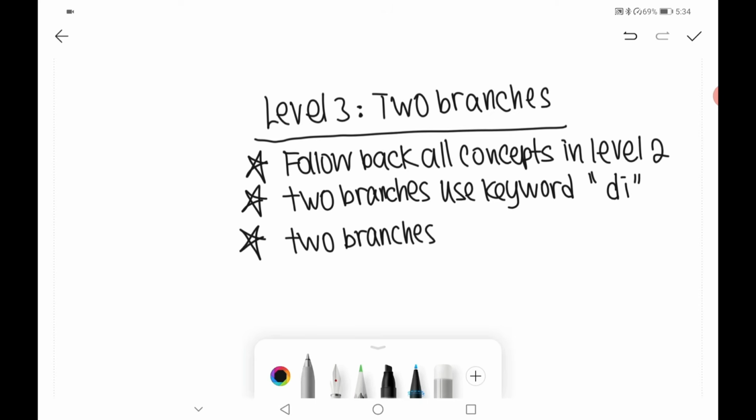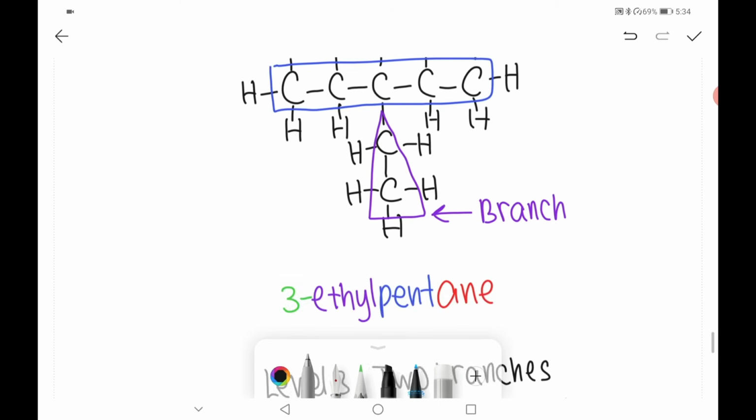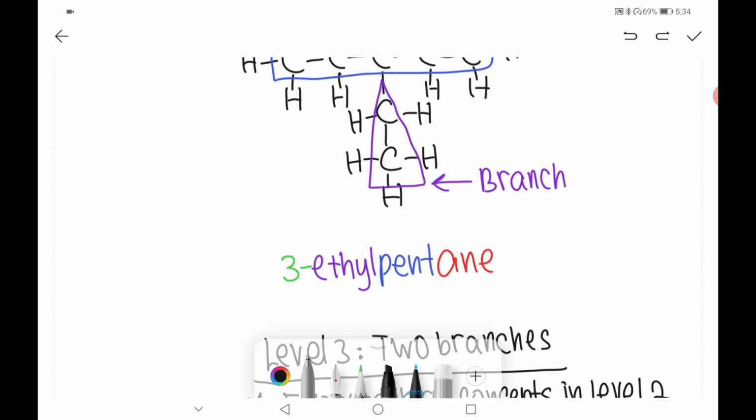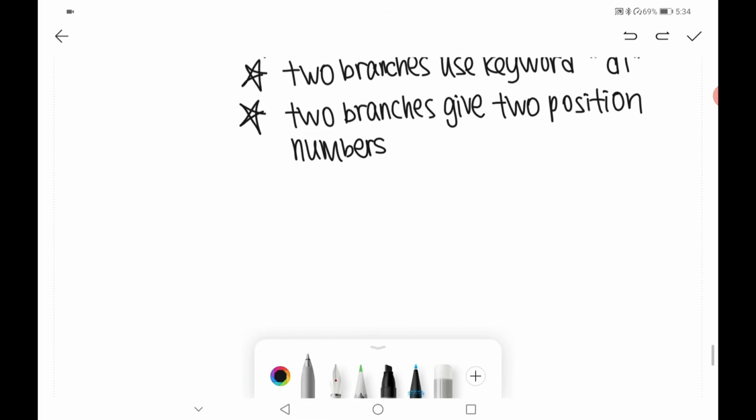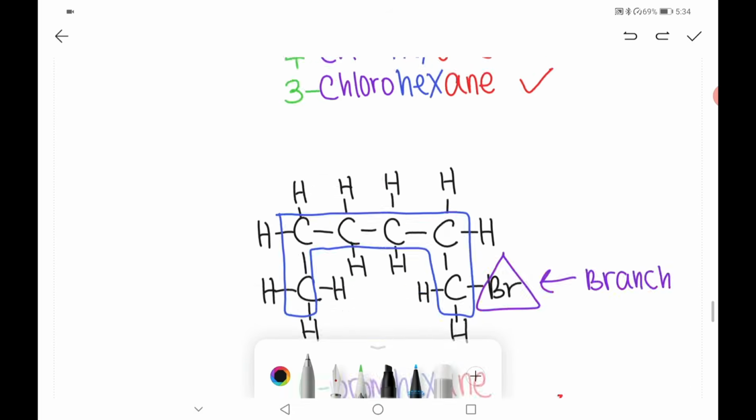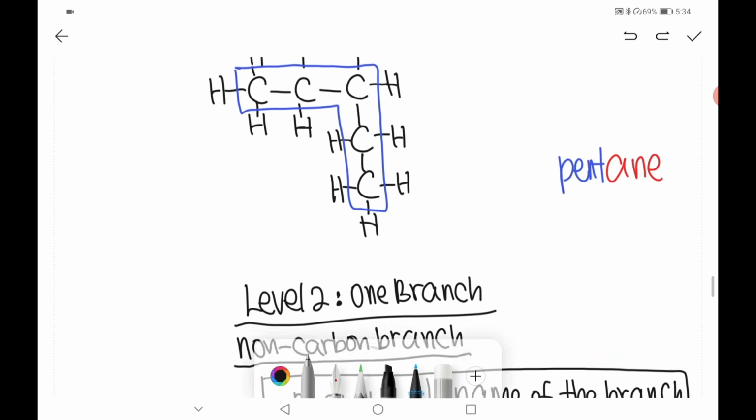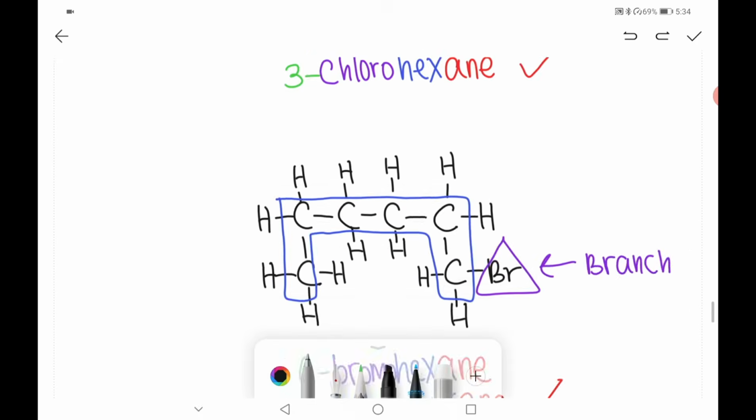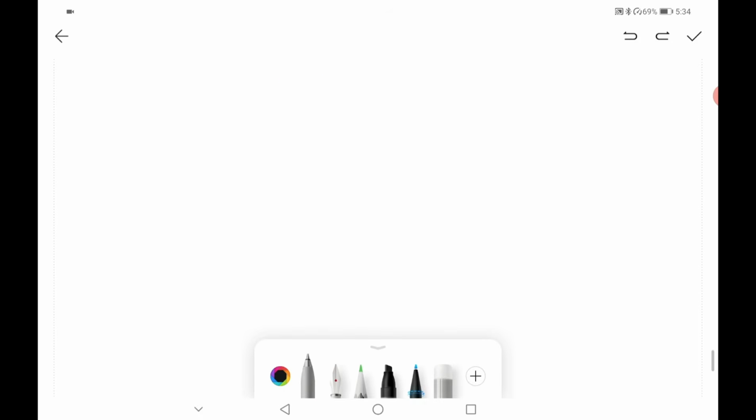So you need to give 2 position numbers, 2 addresses. Okay, so this is very simple. 1 branch, just give 1 number. So 2 branches, you need to give 2 numbers. So I'll use examples. I'll show you some examples as well. So hopefully the examples that I show you will give you a better idea how it works. So let's try a few examples. The first example is this. Let's try this example together.